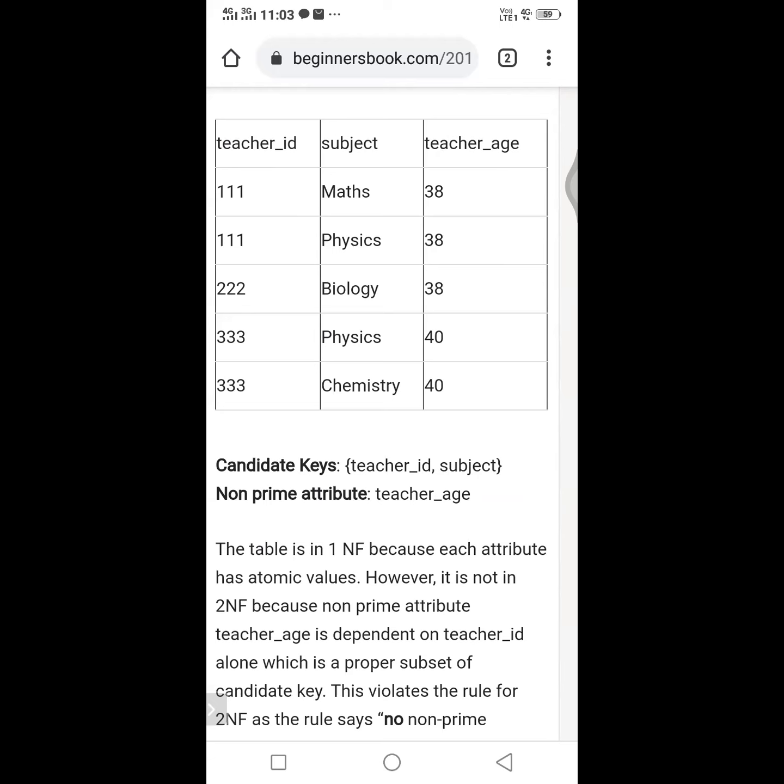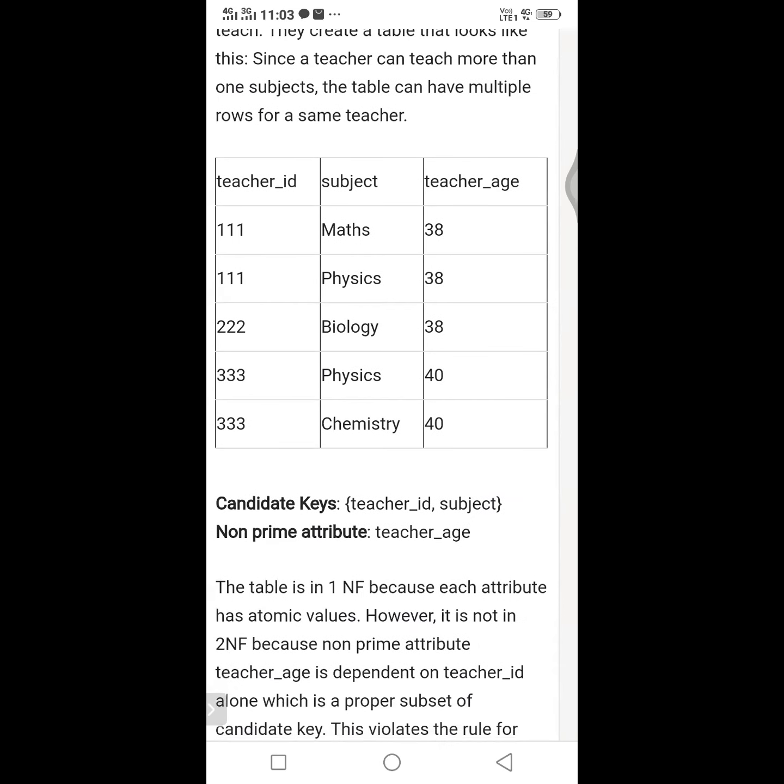So here, what are the candidate keys? Teacher ID and subject. But here we are using only teacher ID to find out the teacher age. Is it possible or not? For example, select teacher age from teacher where teacher ID is equal to 111. Then we can easily find out the age of the teacher. If you give 222, 38, if you give 333, 40, then there is no need to use the subject, am I right or not? So that's why we need to decompose this table, because here we are specifying that functional dependency. I hope all of the members are able to understand this.